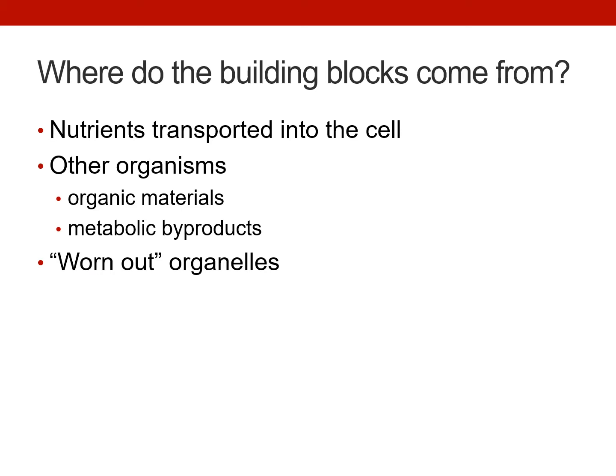Organisms take in nutrients from their natural environment. Organisms themselves can be nutrients for other larger microbes, and yet other organisms feed on the metabolic byproducts of organisms they live in close contact with. Eukaryotic cells break down old, worn-out organelles and use what they can salvage as building blocks as well.